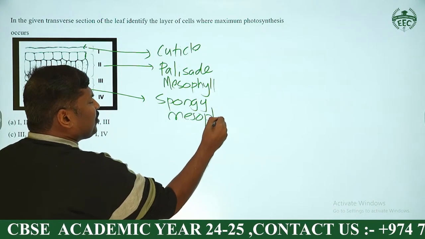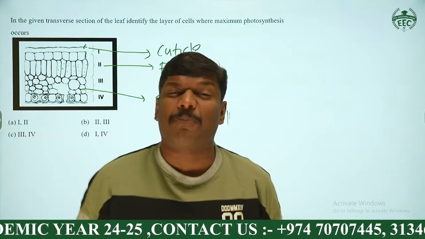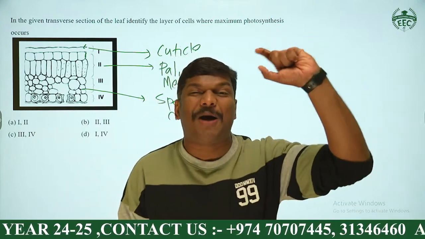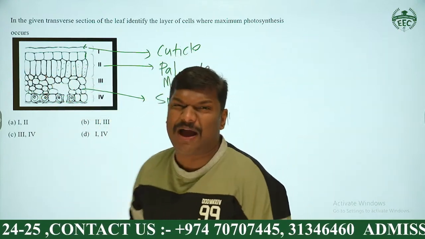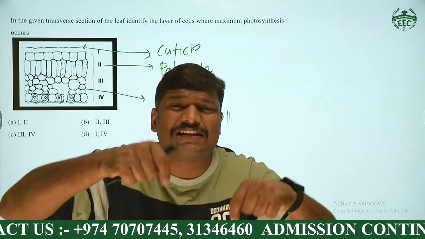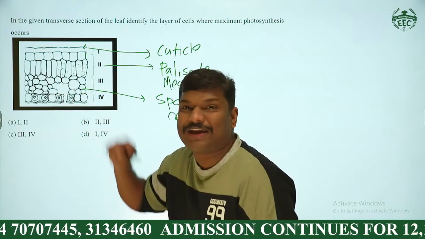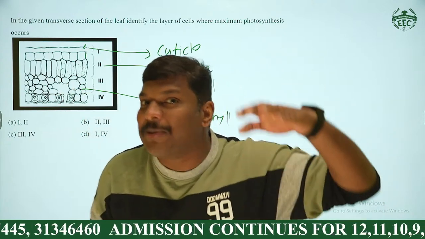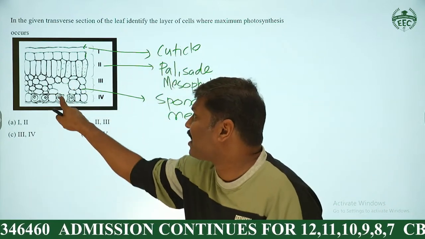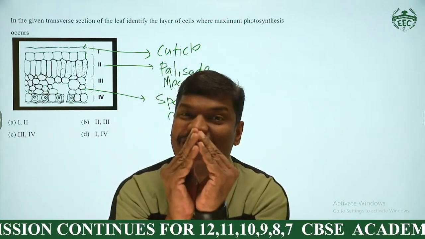All of you keep in your mind, in the leaf there are two different types of mesophyll cells. One is called palisade mesophyll, which are tightly packed, and spongy mesophyll, like a sponge, loosely packed with air spaces, right? Here in between, you can see some air spaces, because the gaseous exchange takes place through stomata. You studied, right? In stomata, you can see guard cells.